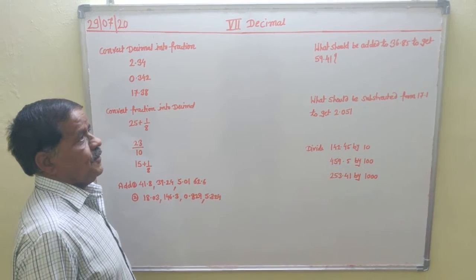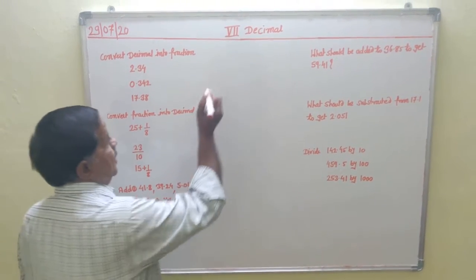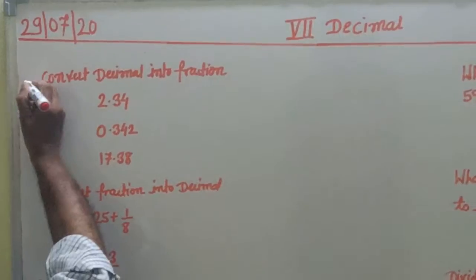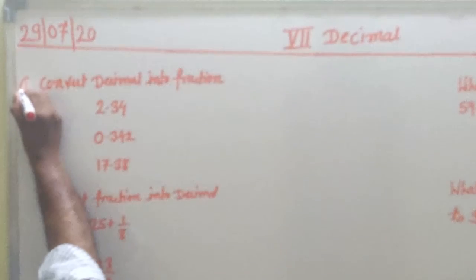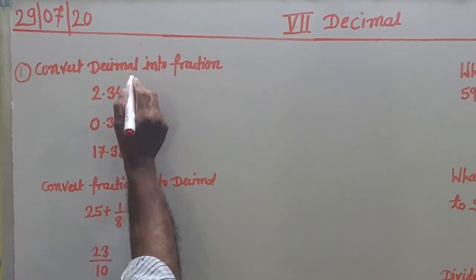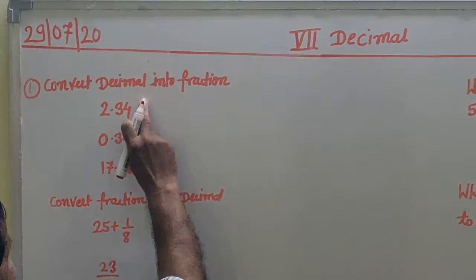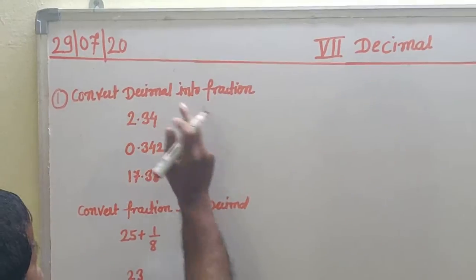Hello students, today we are going to solve this new chapter. The second chapter is Decimals. Okay, now the first type of question in decimals is converting a decimal into a fraction. This means you can convert a decimal into a fraction and a fraction into a decimal.